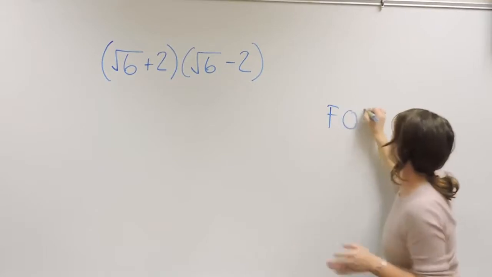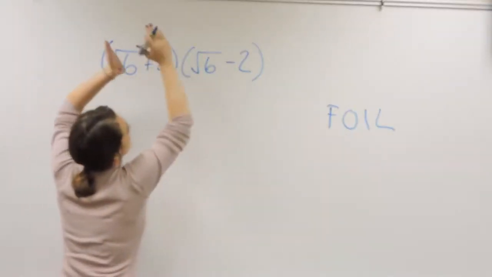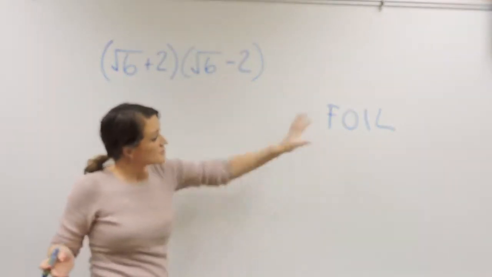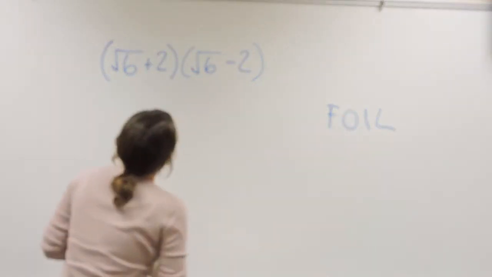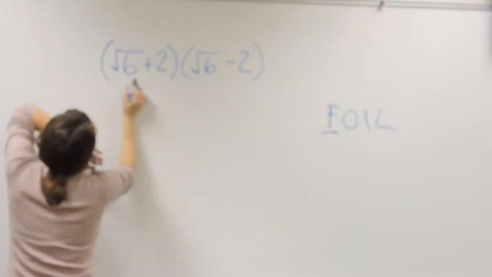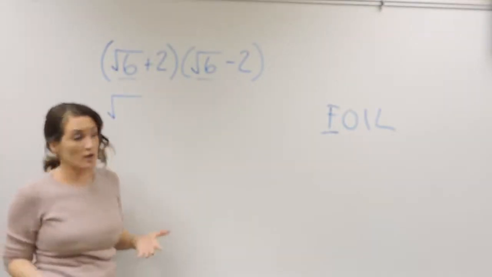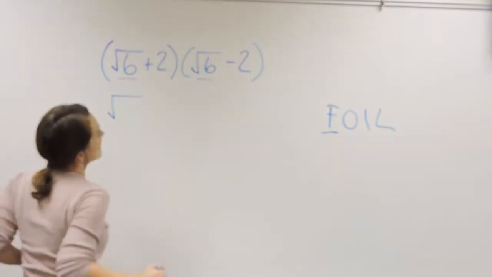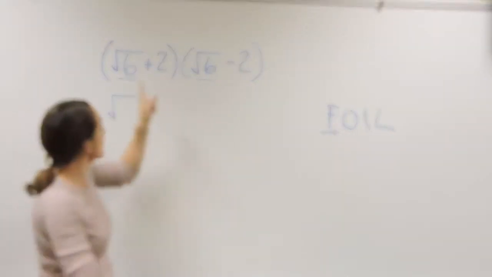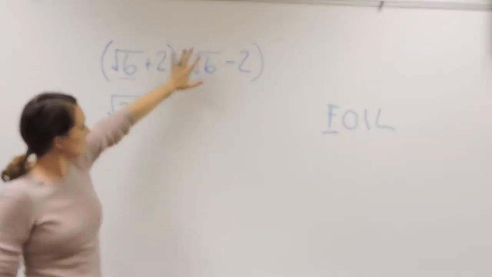Otherwise, I'm going to use the FOIL method to multiply this together because I have a binomial times a binomial, so the FOIL method will still work here. If I'm using the FOIL method, F stands for first, so first times first, square root of 6 times square root of 6. We could use the product rule of radicals that says we can combine those into one radical, just multiply what's on the inside. 6 times 6 is 36. So square root of 6 times square root of 6 is square root of 36.